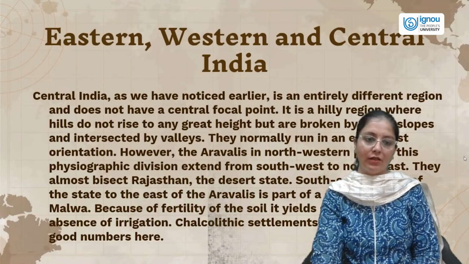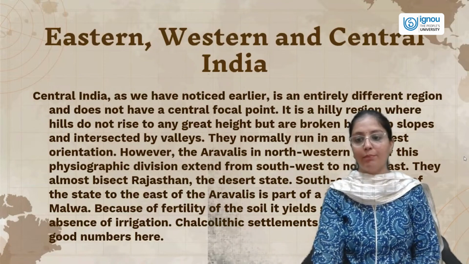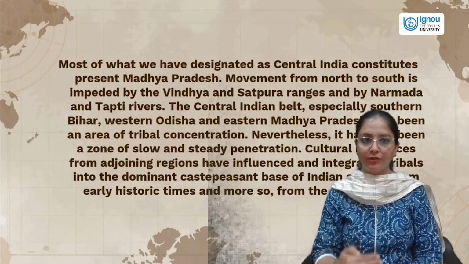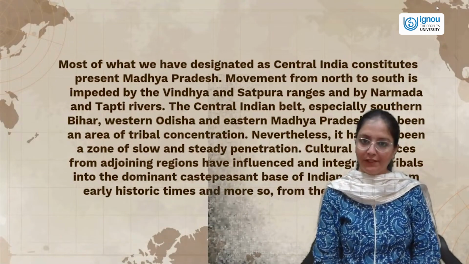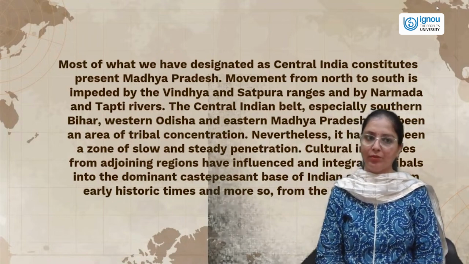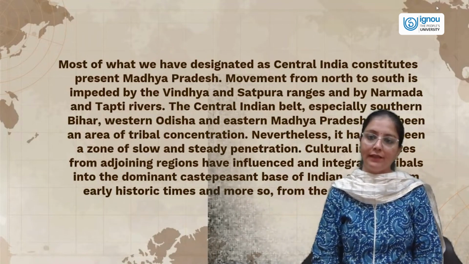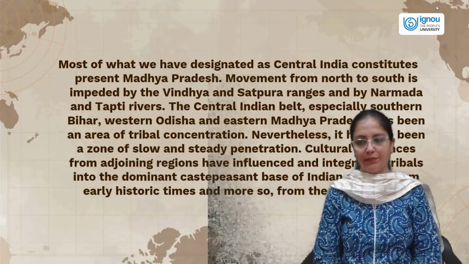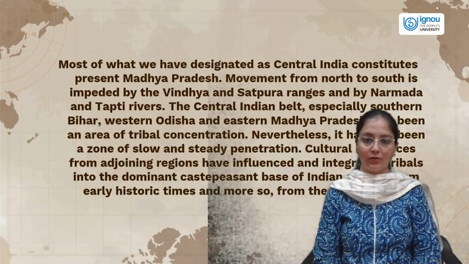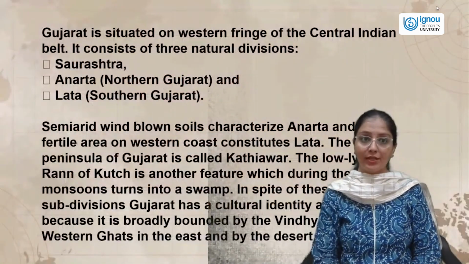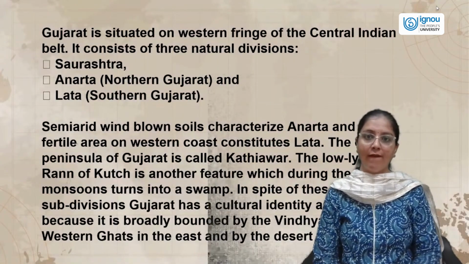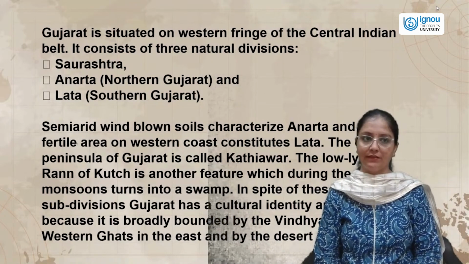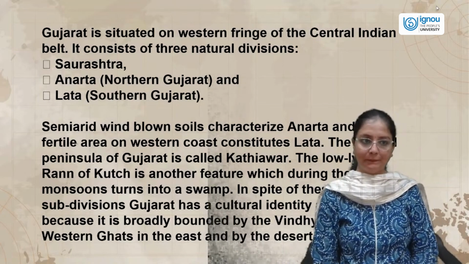Southeastern part of the state to the east of Aravalis is part of a sub-region called Malwa. Movement from north to south is impeded by the Vindhya and Satpura ranges and by Narmada and Tapti rivers. The central Indian belt, especially southern Bihar, western Odisha, and eastern Madhya Pradesh, has been an area of tribal concentration. Gujarat is situated on the western fringe of the central Indian belt. It consists of three natural divisions: Saurashtra, Anarta, and Lata.